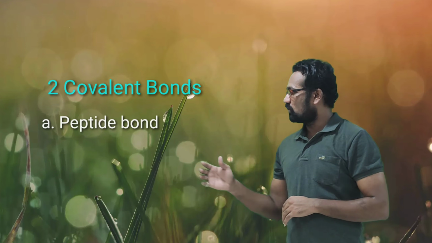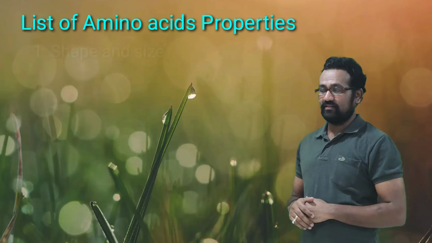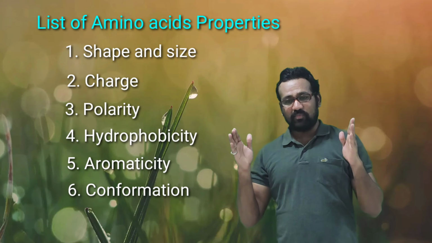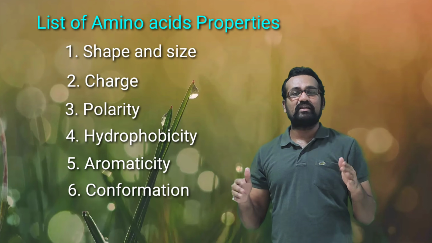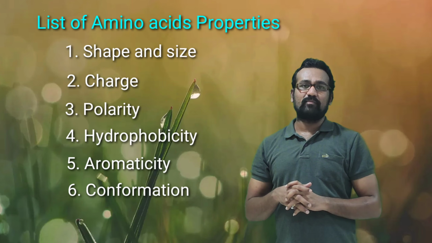Hey friends, the second lecture is not over yet. The remaining part will be continued in the third lecture. After we have seen in the second lecture two covalent bonds, peptide and disulphide linkages, we have listed six different properties of amino acids. Those properties are the topic of discussion in the next lecture, which is lengthy and important in order to understand biochemistry thoroughly.